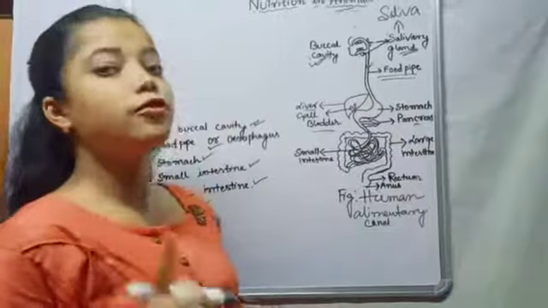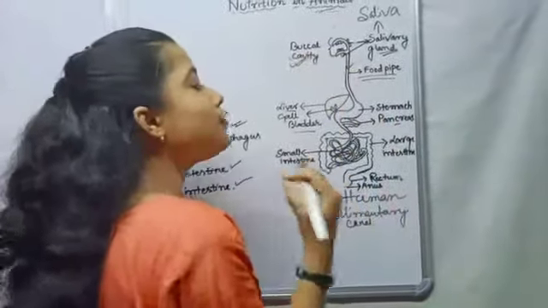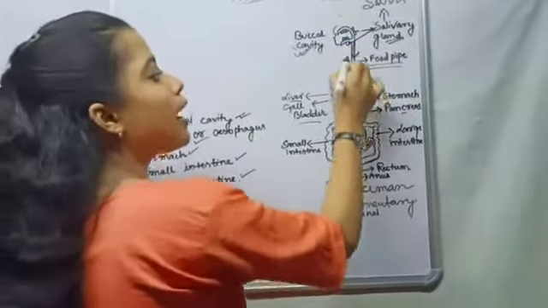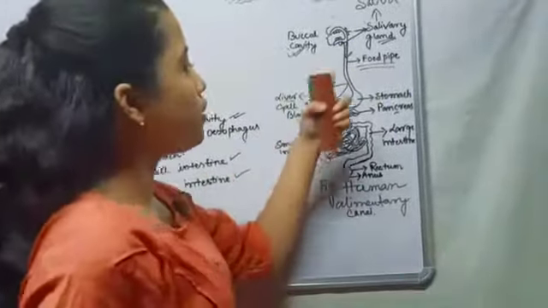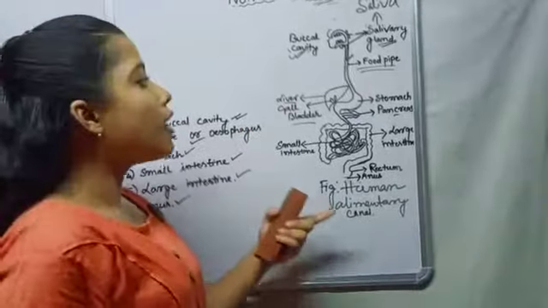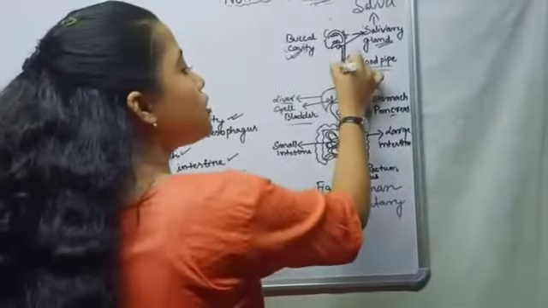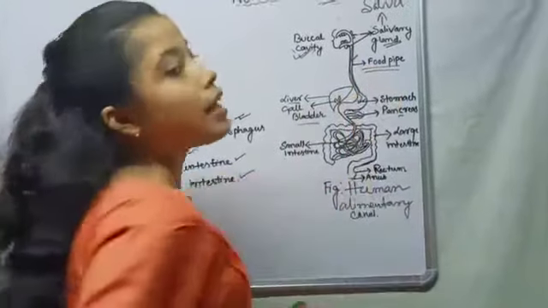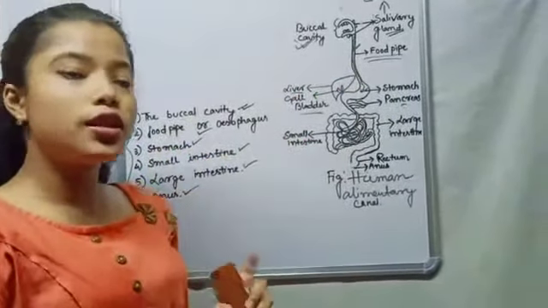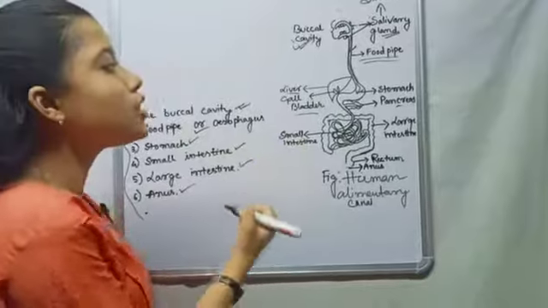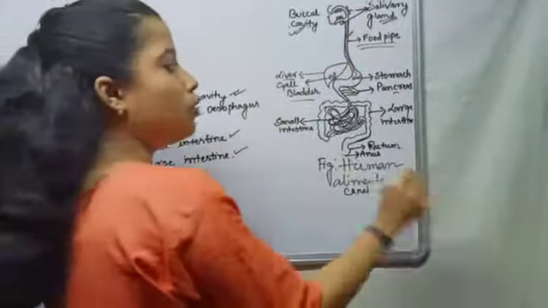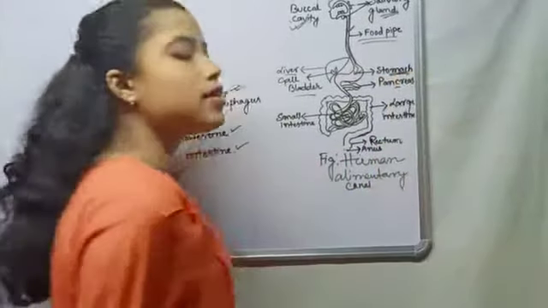The next step is the food pipe. What happens in the food pipe? Once we swallow, the food pipe shows a movement known as the peristaltic movement, which pushes the food downwards into the stomach. What is the function of the food pipe in the process of digestion? It pushes the food into the stomach. Now the main things begin in the stomach.